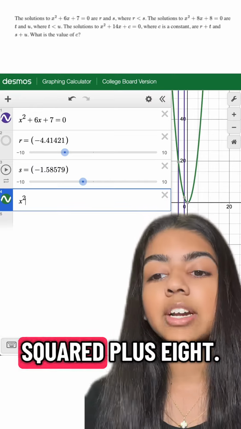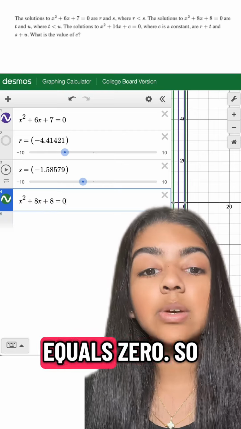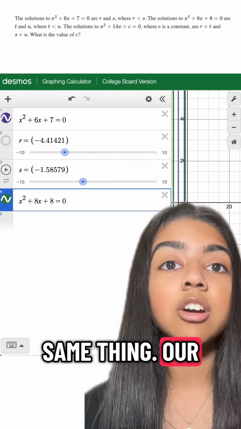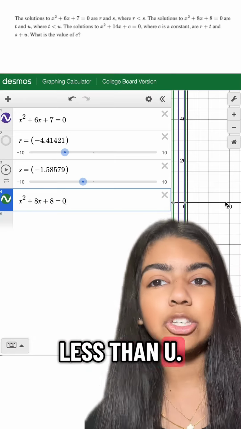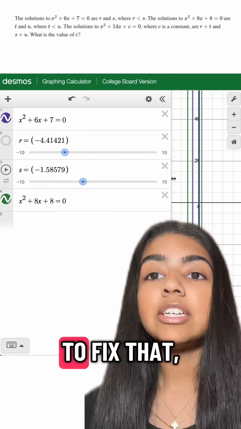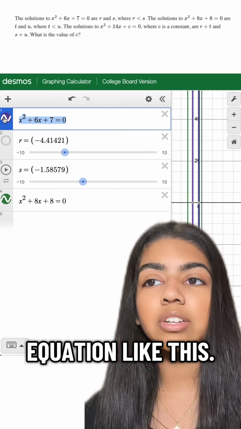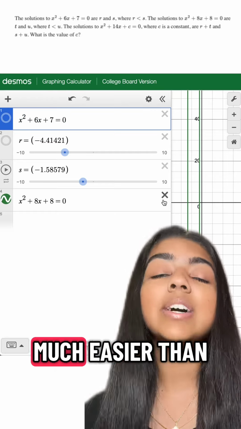That is x squared plus 8x plus 8 equals 0. So over here, same thing. Our solutions are called t and u, where t is less than u. But this is kind of hard to find over here. To fix that, I'm going to turn off this first equation like this, and now I can only see this one, which is much easier than before.